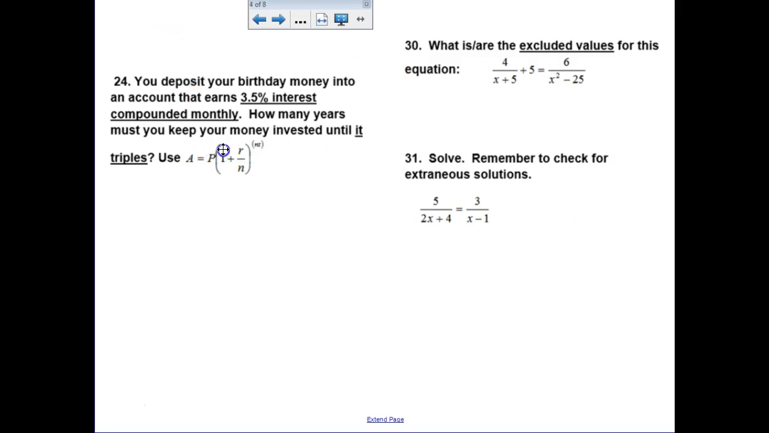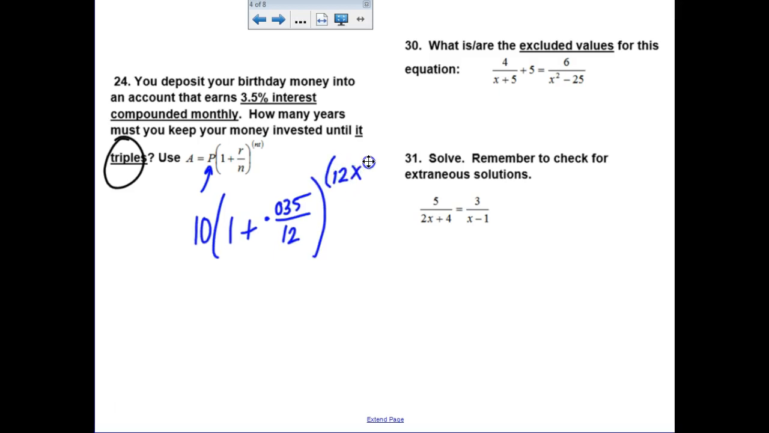All right, this question. You deposit your birthday money, 3.5% compounded monthly. How many years until it triples? So this is the question where they don't tell you how much money it is, and that's fine because you can just make something up. So you need to make up a number to put in for the principal. I'm going to use $10. Seems good. And then we're investing at 3.5%, so you have to change it to a decimal, so 0.035 compounded n times, so it'd be monthly here, so 12. And then up in the exponent, that 12 shows up again, and you're supposed to multiply it by how many years, which I don't know, so we're going to call it x.